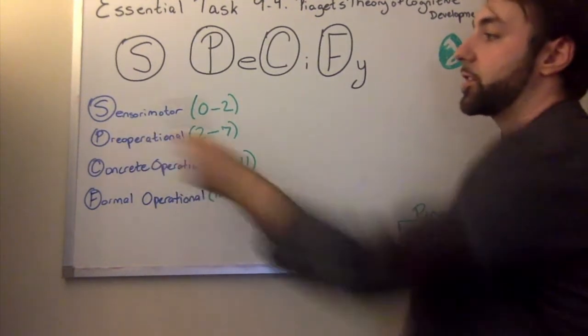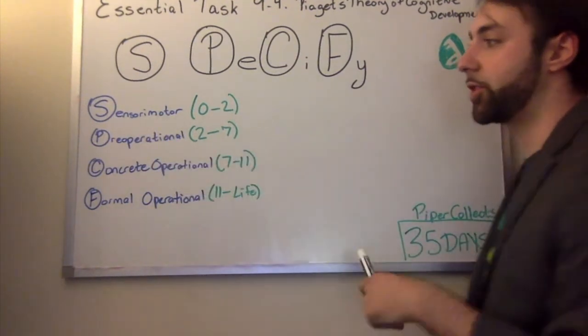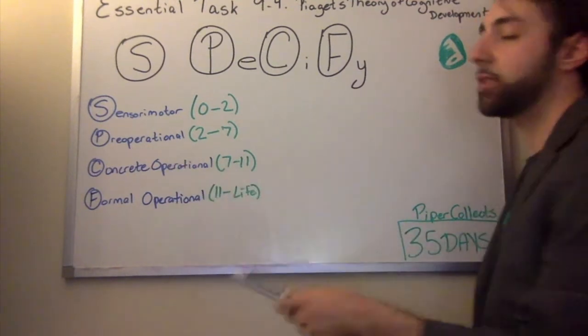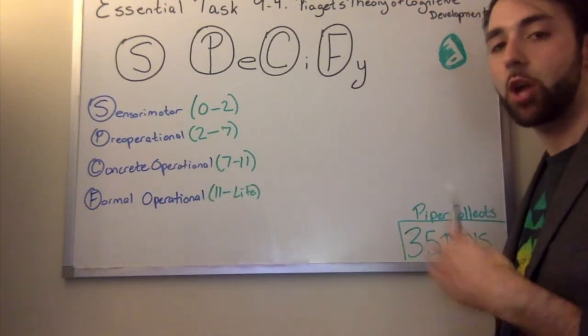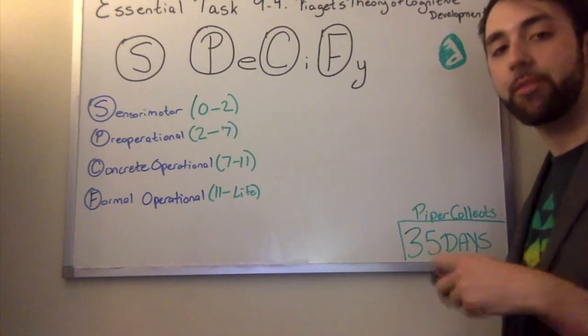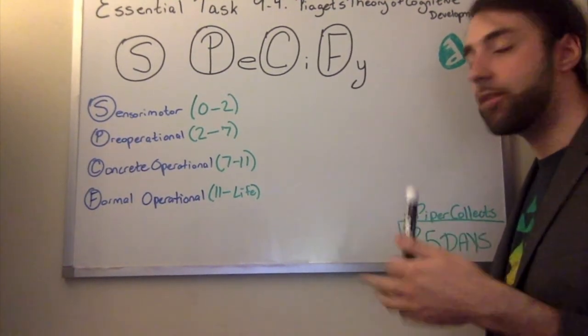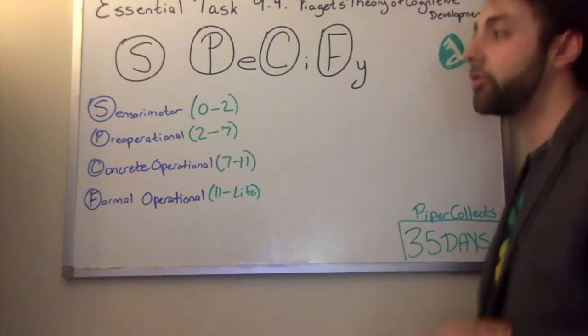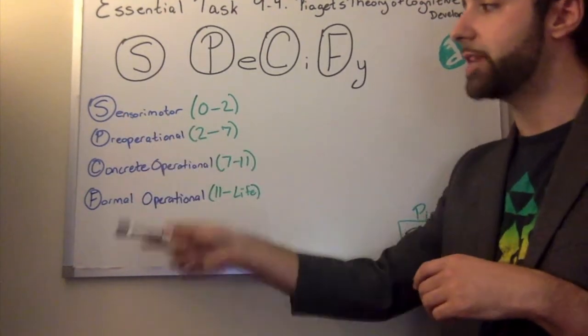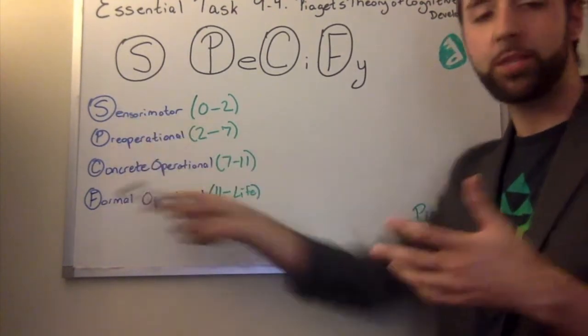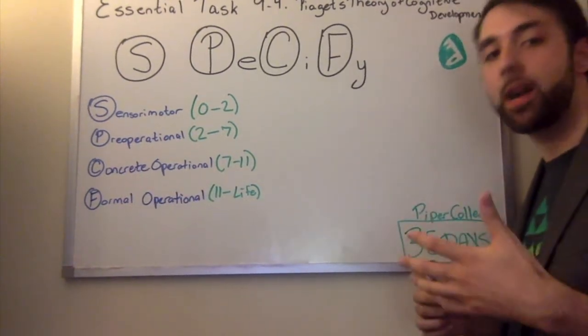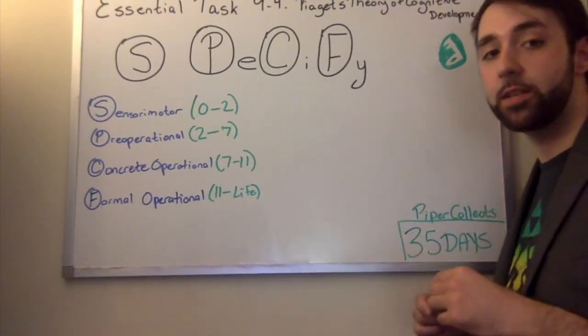The first is the sensorimotor stage, which is from birth to 2. The preoperational stage is from 2 to 7. The concrete operational stage is from 7 to 11. And then the formal operational stage is from about 11 for the rest of your life. And if you take the first letter of each of those 4 stages and put them in order, it partially spells out the word specify, the mnemonic that we use to put these 4 stages into order.